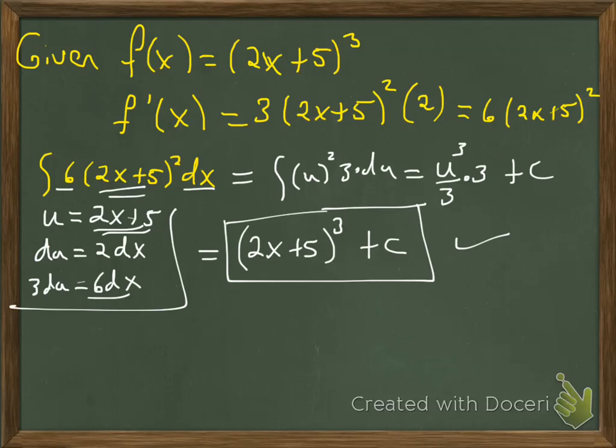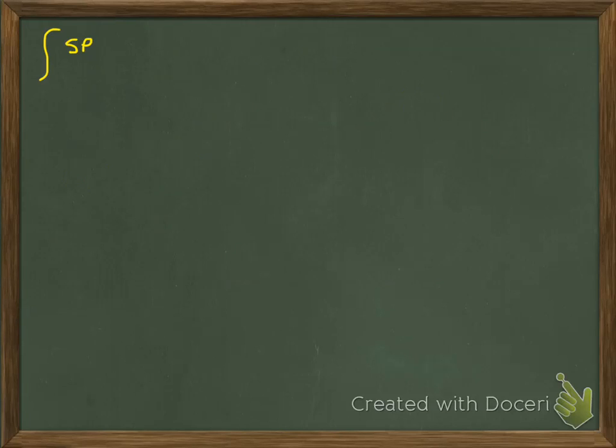Okay, we're going to do a few more examples of this u substitution. So let's say we have secant squared x divided by tan squared x, and we're looking to take the antiderivative of this. So I'm going to look at the functions.